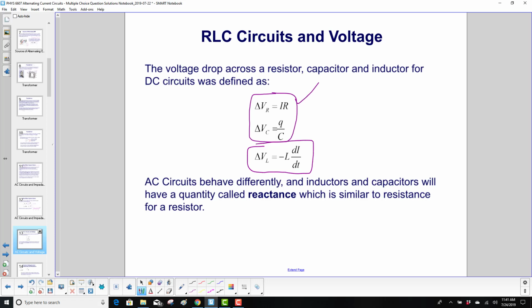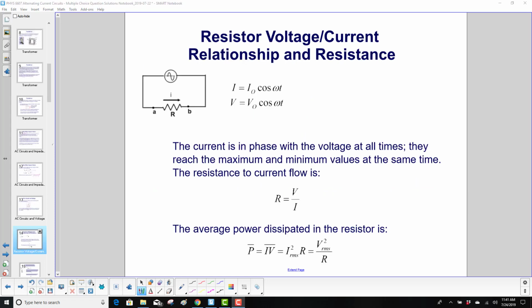The voltage drop across a capacitor is the charge on the capacitor divided by its capacitance. Then the voltage drop across an inductor is negative the value of inductance, that's what L is, times the change in current over change in time. Now, capacitors and inductors don't have a resistance, but they have something called a reactance, which is the analog of the resistance for a resistor. We'll start with the resistor.